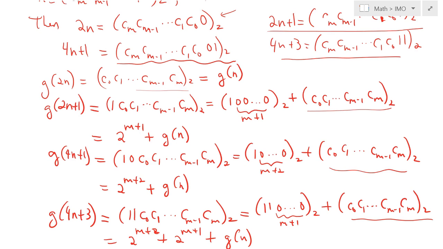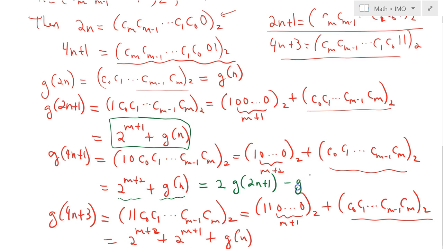In fact, we can continue further, making use of this expression and substituting. We realize g of 4n plus 1 is simply equal to 2 times g of 2n plus 1. So if you multiply this by 2, you will get this expression for sure, and you will get 2g of n. So we need to subtract 1g of n because we are over counting. And similarly for this one, this is simply equal to 3 times this expression, so 3 times g of 2n plus 1.